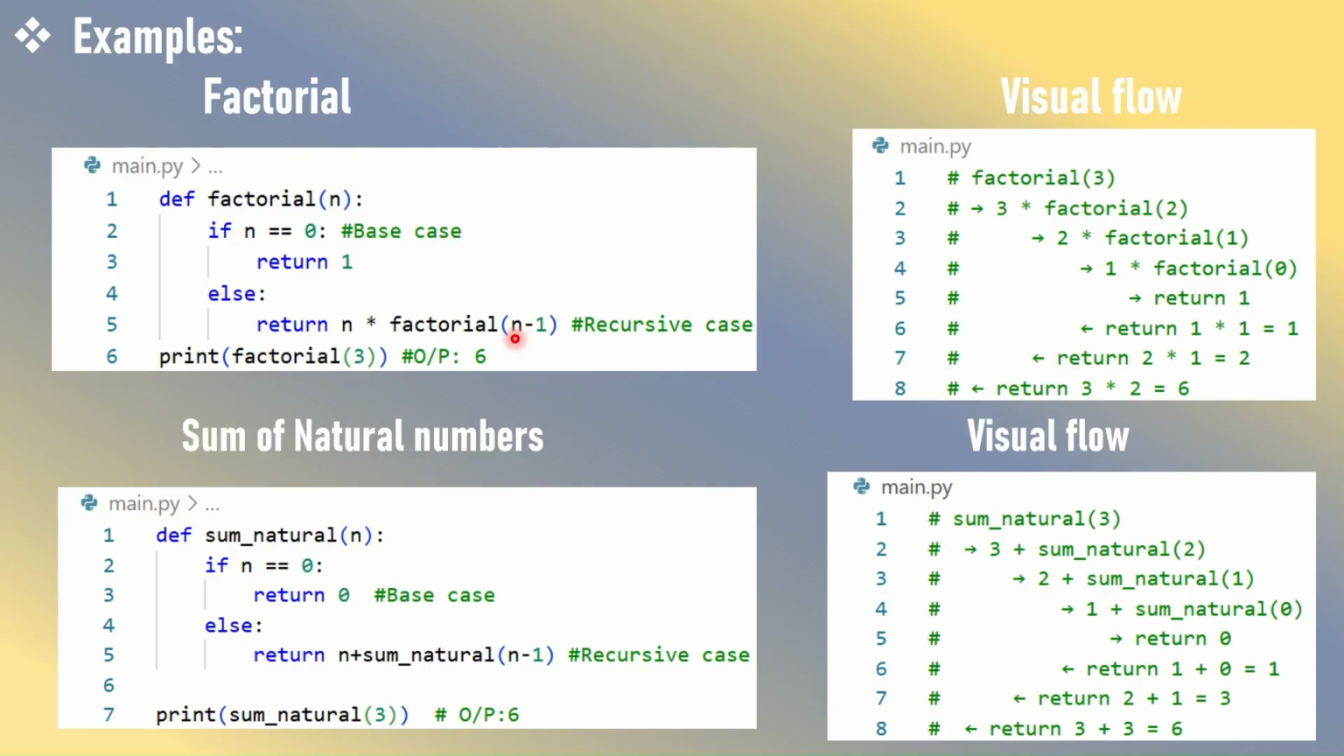Generally, how can we calculate it? If we want to calculate the factorial of 3, then it will be 3 into 2 into 1. That means 3 into n minus 1 and into again n minus 1 of that particular number. So like that, here also we need to calculate n into factorial of n minus 1.